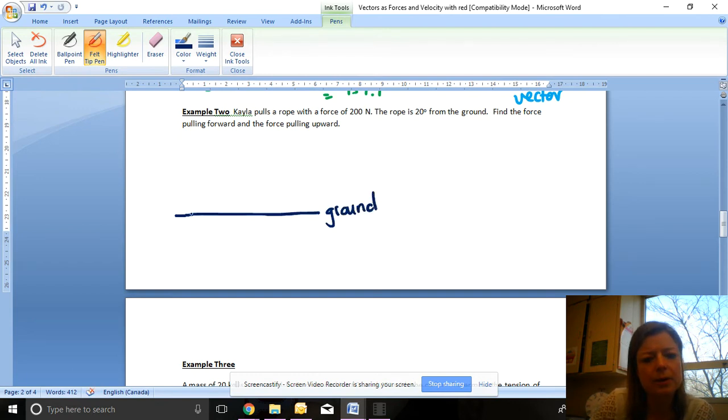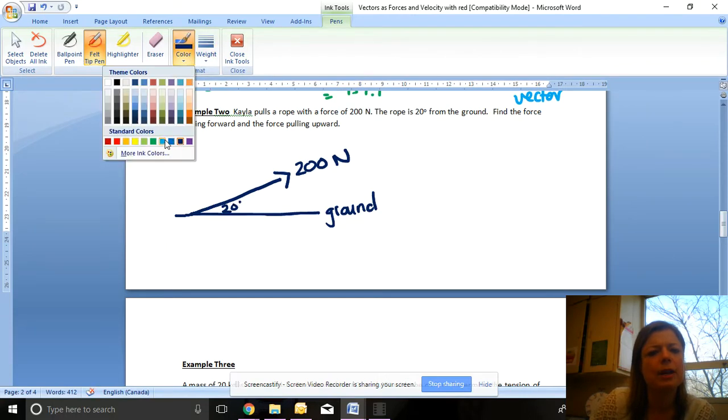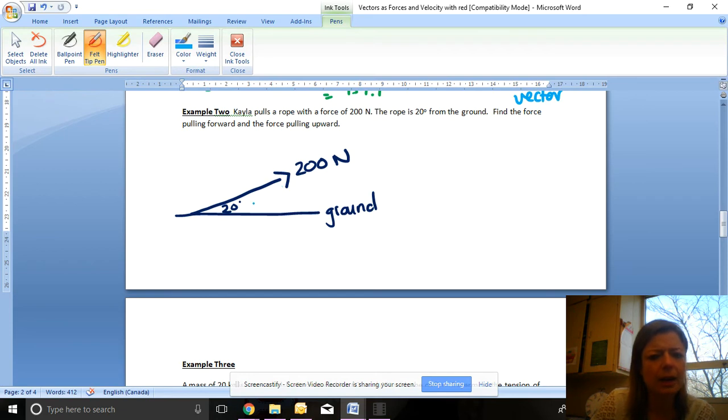Okay, then here it's a 20-degree angle, so it's pretty shallow, but here's our rope. The rope is being pulled in this direction with 200 newtons of force, and it's 20 degrees from the ground. So we can break this into our vertical component, which I will call Fy, and the horizontal component, which you can call F sub x. So our vertical and our horizontal component.